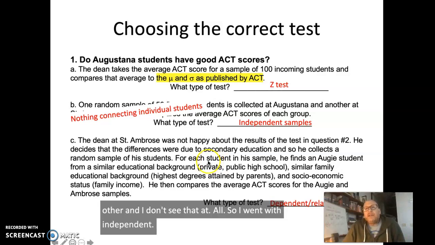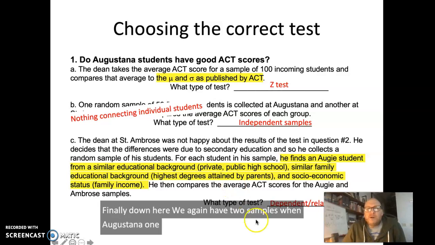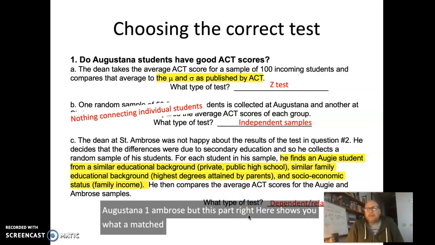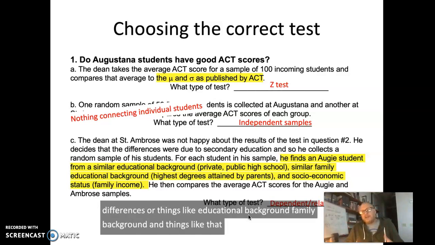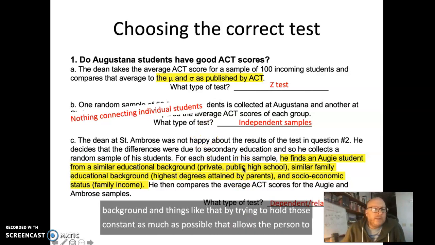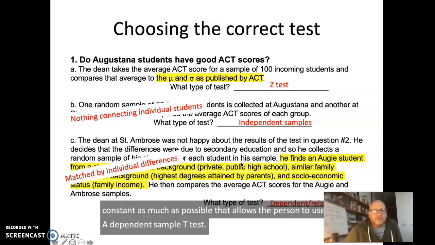Finally, down here, we again have 2 samples, one Augustana, one Ambrose, but this part right here shows you what a matched or paired design is. In that case, the individual differences are things like educational background, family background, and things like that. By trying to hold those constant as much as possible, that allows the person to use a dependent sample t-test. So that's matched by individual differences.